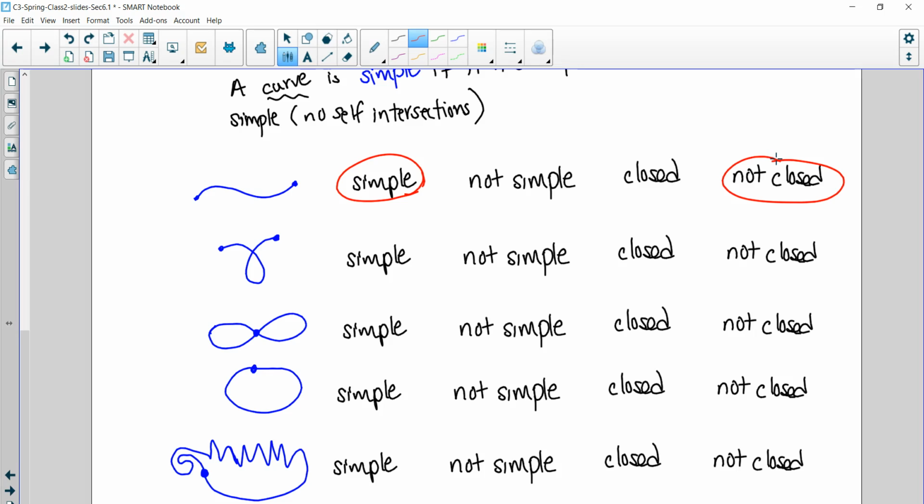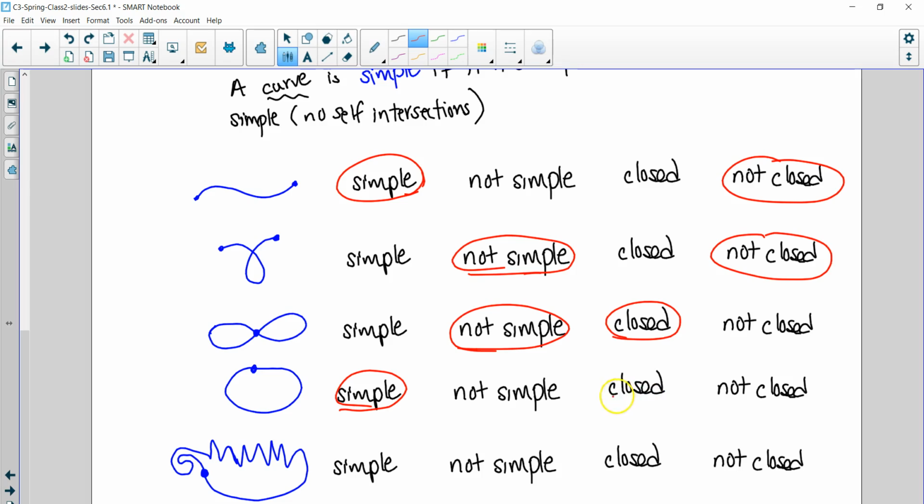Otherwise, the formal topological definition we'll get to a little bit later. So here, the second one should be not simple and not closed. The next one is not simple, but it is closed. The next one is simple and closed. And this last one, believe it or not, is simple and it is closed. Okay, just some ideas as we move forward.